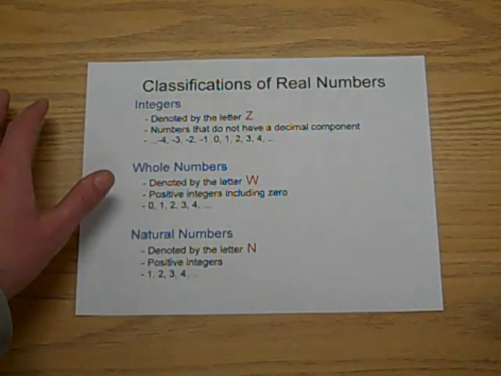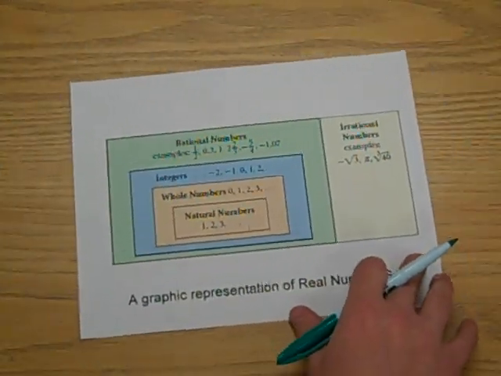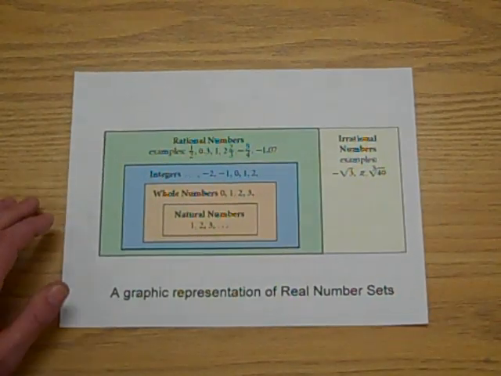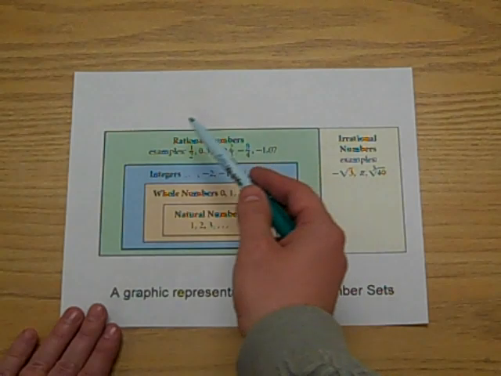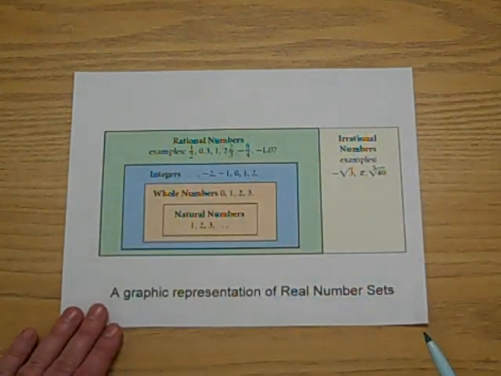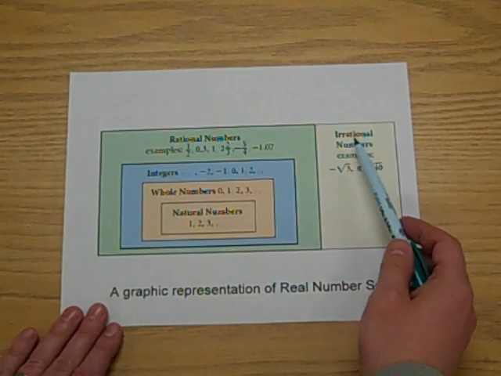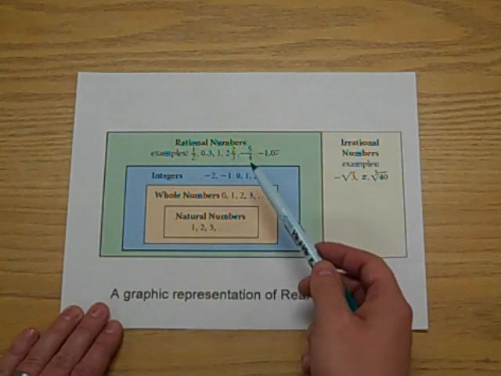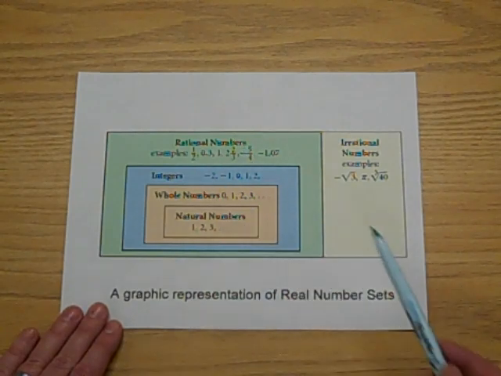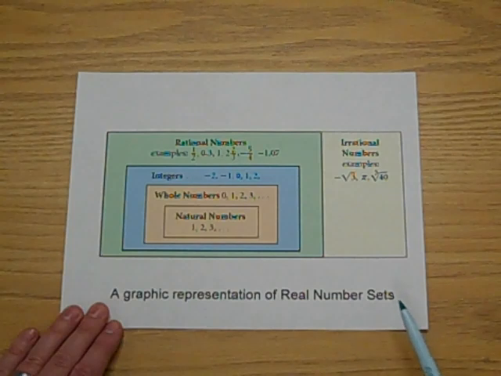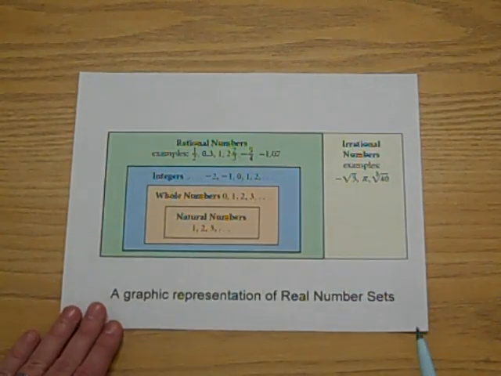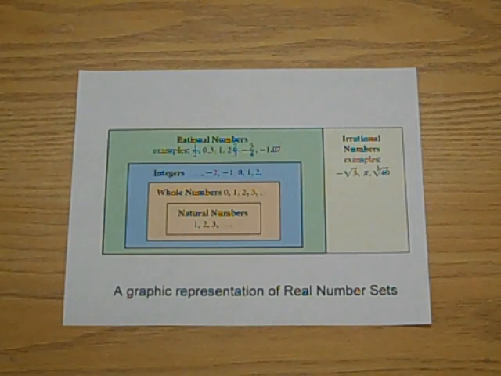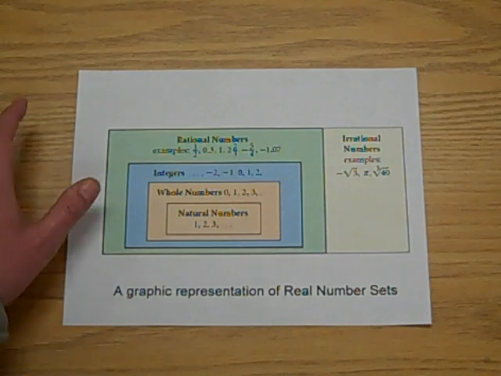Okay, so that's how it is in words. What does it look like as a picture? All right, there's a picture. This whole box represents all the real numbers. They can be broken down into rational or irrational. If they're irrational, they can be none of these others. If it's rational, it can be an integer, it could be a whole number, it could be a natural number. Notice how the boxes get smaller as the sets get more specific. There's some examples of each. Some of those I've given you already. All right, let's do a few examples.